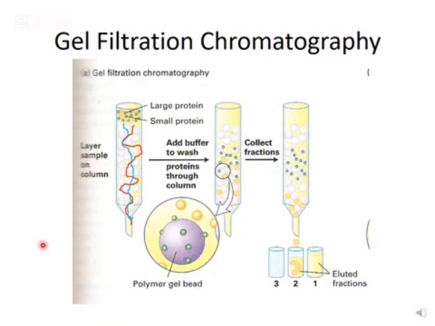the first fraction coming out of the column, once the fractions are collected, are going to be larger proteins, and the smaller the protein is, the more time it's going to take to travel down the column, so the fraction is going to be the last one to be collected. Larger proteins collected first, smallest proteins collected last.